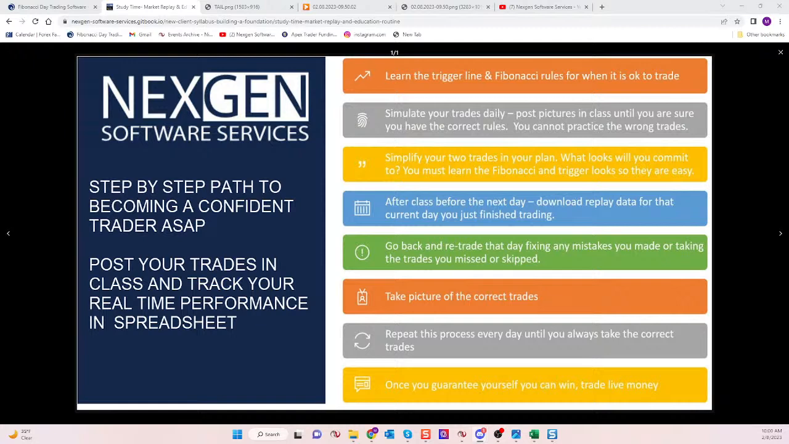The ones that stick to it get where they want to be the fastest. Post your trades in class, post your pictures in class, post your questions in class. Raise your hand as many times as you can. And then the second half is going to be tracking your performance, tracking your trades real time in your performance spreadsheet. And we'll go over that spreadsheet when I get back.